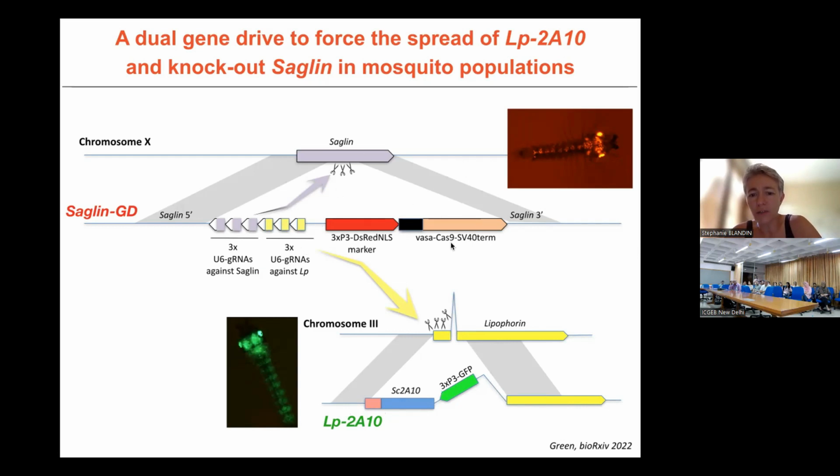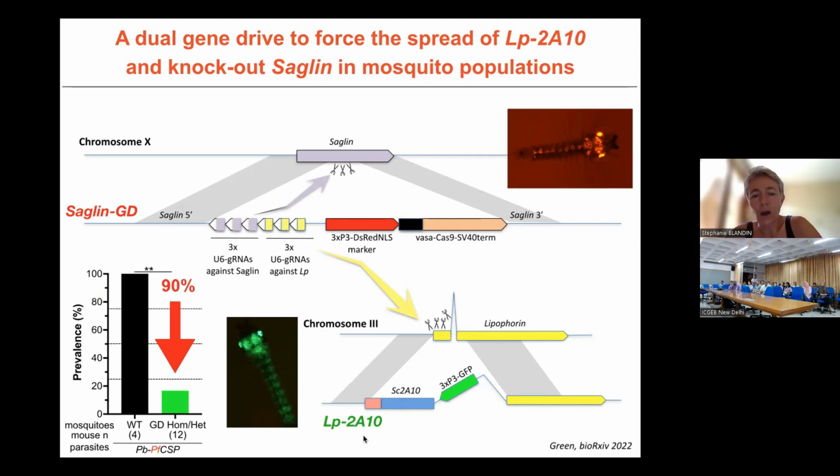So my gene drive here with a single Cas9 drives, first of all, the insertion of the gene drive cassette into the Saglin, but also the spread of the LP2A10 allele in the population. And now the question is how this combination of both Saglin knockout and LP2A10 expression will work on transmission.